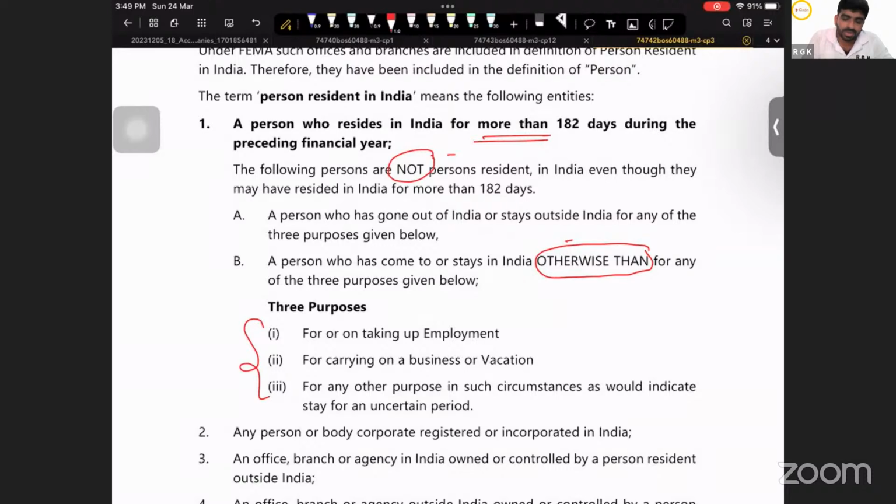If they are coming for otherwise than these three purposes, they will not be considered as person resident in India. So where a person comes to India for these three purposes, if a person has stayed in India in the last year for more than 182 days, in the current financial year is going out of India and is going out of India for these three purposes, the person will be considered as person resident outside India. Similarly, if he is a person who has come to India and he comes to India for these three purposes, he will be considered as person resident in India.